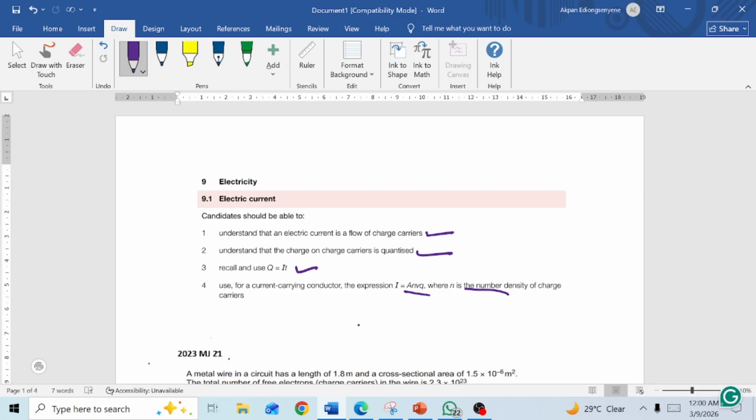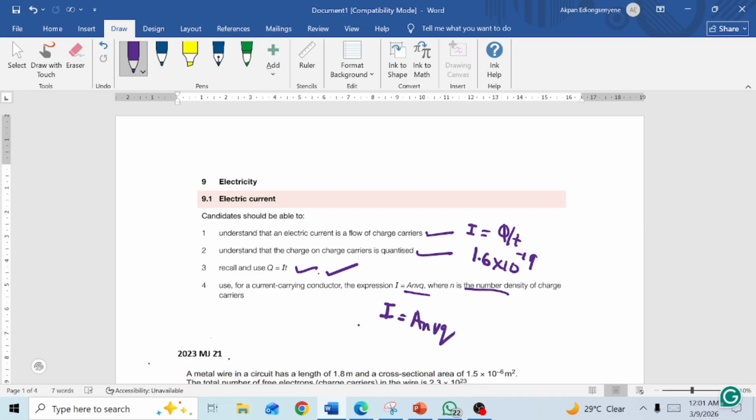From my explanation, I've been able to tell you that current is the rate of flow of charge. Current equal to Q over T. And I have told you that it is quantized. It means that it's only multiple of 1.6 times 10 raised to the power of minus 19 in integers. We don't have decimal. We have been able to see that Q equal to IT, and we have been able to derive I equal to ANVQ.